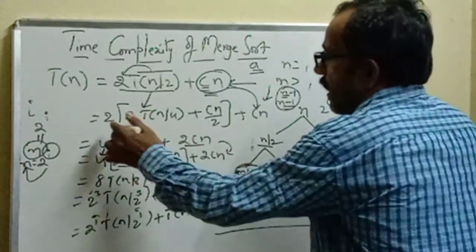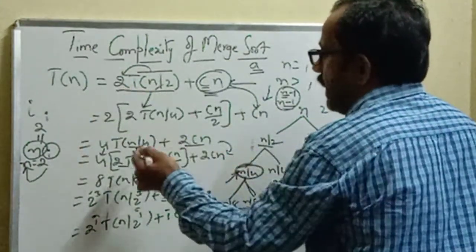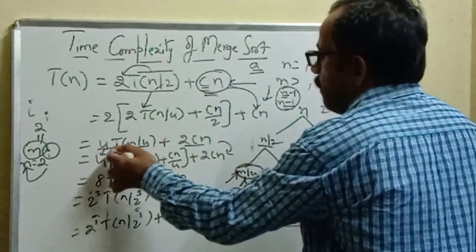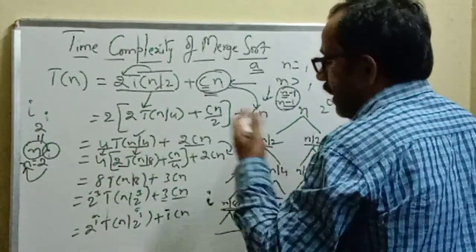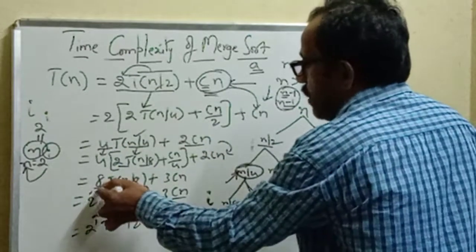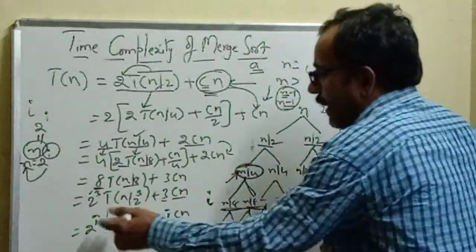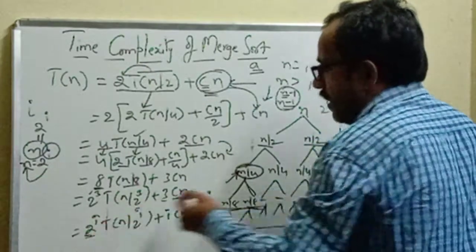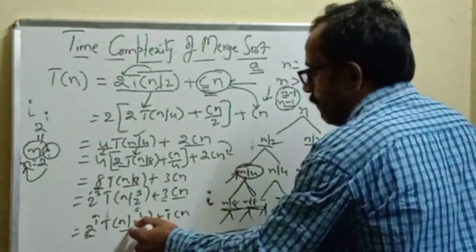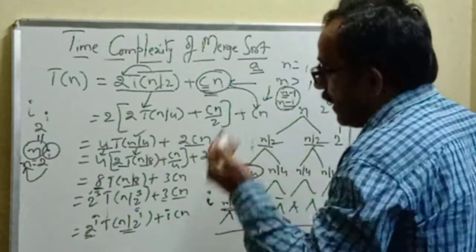Because if you apply it one time, we get 2 subproblems. If you apply the divide and conquer approach 2 times, we get 4 subproblems of n by 4 elements each. If you apply it 3 times, we get 8 subproblems of n by 8 elements each. Okay? So like that, if you apply it i times, we get 2 power i subproblems, and each subproblem contains n by 2 power i elements.